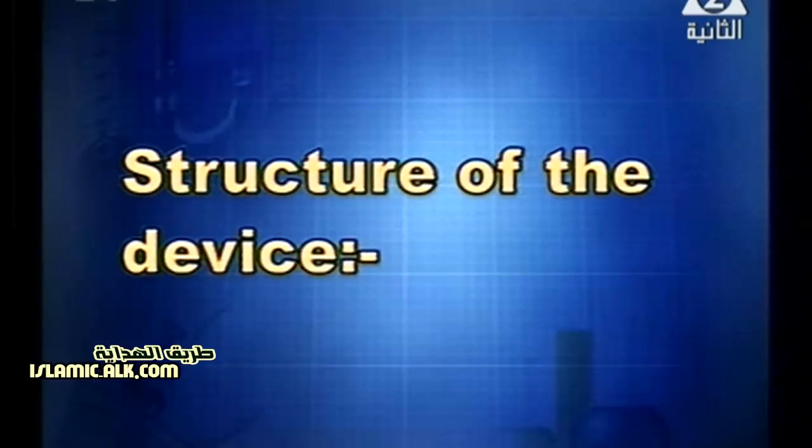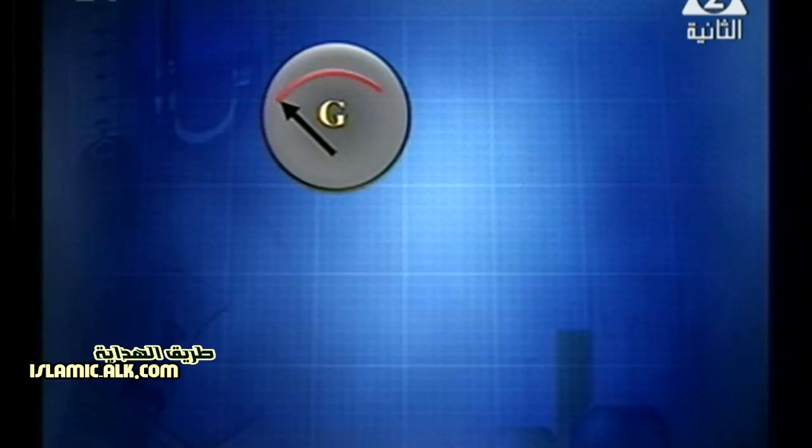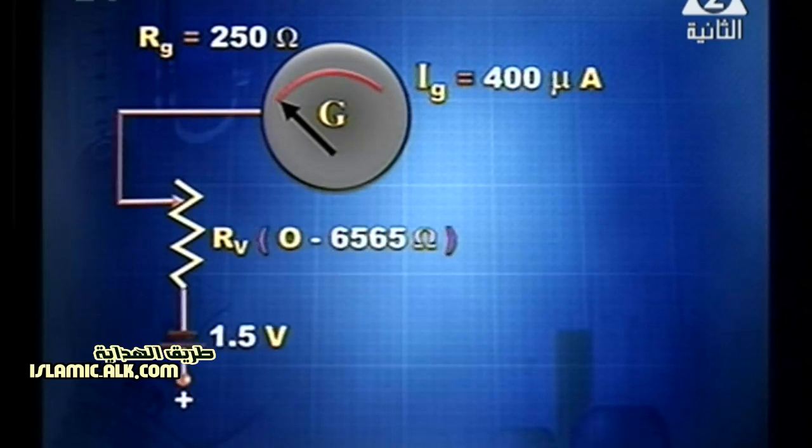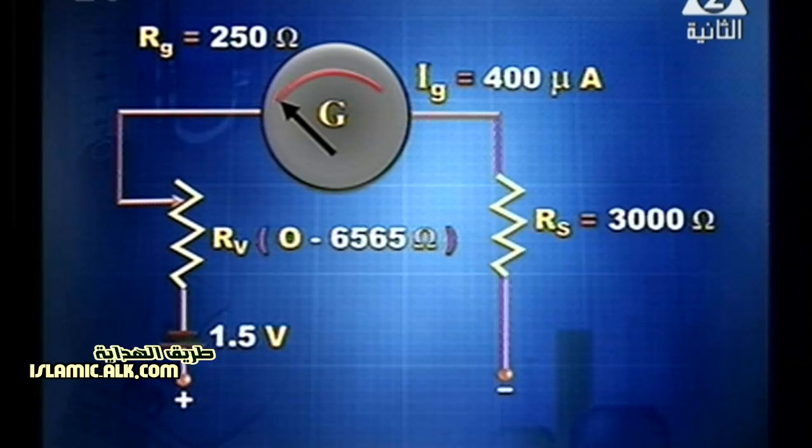As a matter of fact, it consists of a galvanometer whose resistance is 250 ohm, with a full scale deflection of 400 microampere. And we've got a variable resistance ranging from 0 up to 6,565 ohm, and a cell of 1.5 volt. And standard resistance, what about it? It is a 3,000 ohm standard resistance.